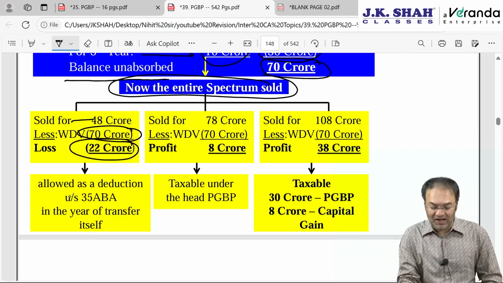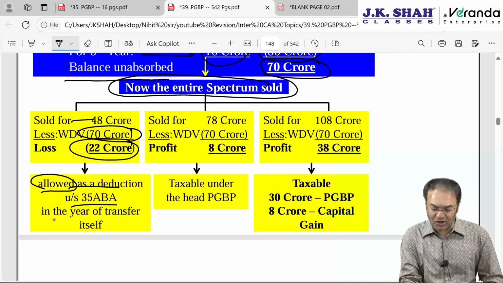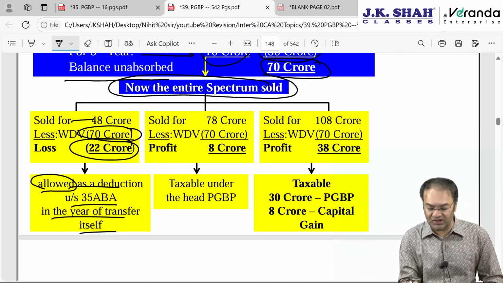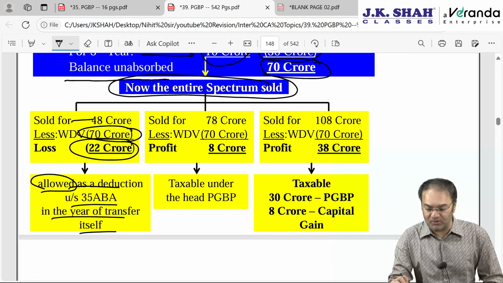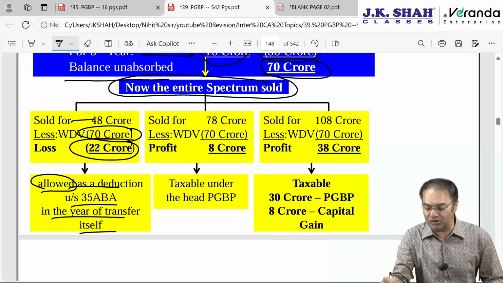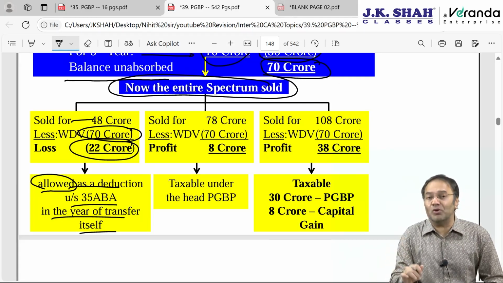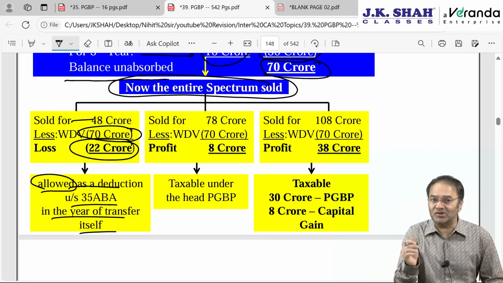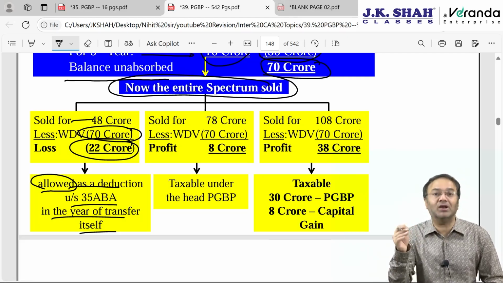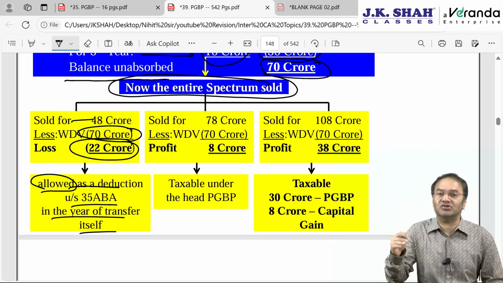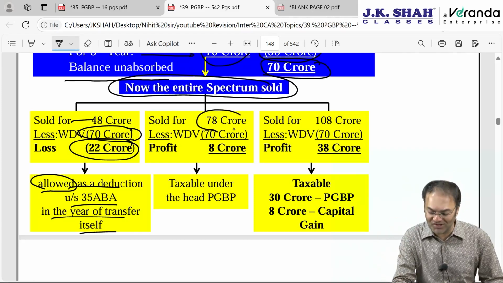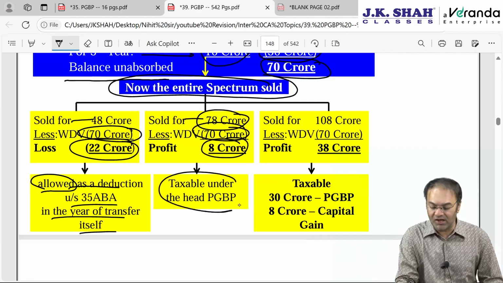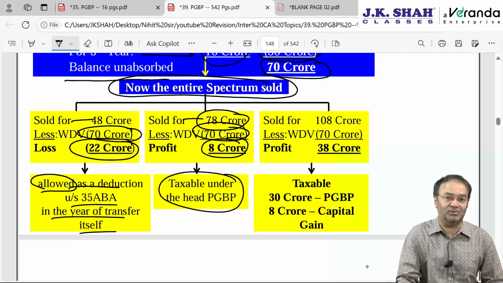This loss will entirely be allowed as a deduction under this section in the year of transfer itself. Sold at a profit, second possibility. Profit means sold for more than 70 crore. Again, two possibilities in profit, just like SLM depreciation: sold for more than 70 crore but less than 100 crore, or sold for more than 70 crore as well as more than 100 crore. So sold for, let's say, 78 crore, minus 70 crore as the cost of acquisition, 8 crore is a profit, entirely taxable under the PGBP.